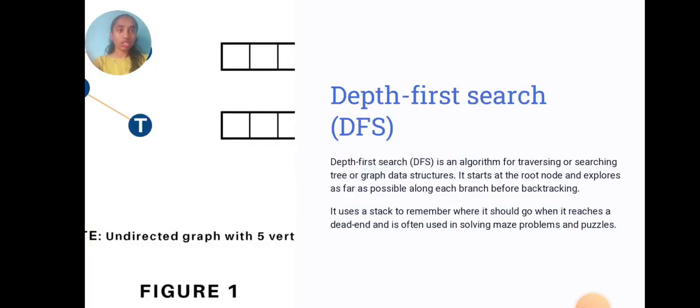Depth first search. Depth first search is an algorithm for traversing or searching trees or graph data structures. It starts at the root node and explores as far as possible along each branch before backtracking. It uses a stack to remember where it should go when it reaches a dead end, and it is often used in solving maze problems and puzzles.